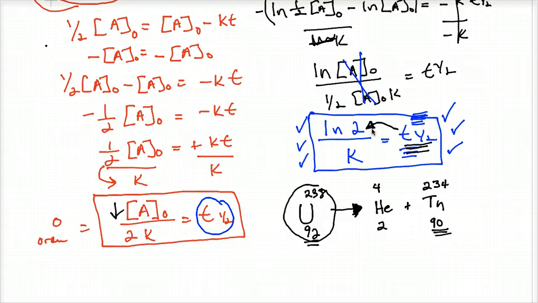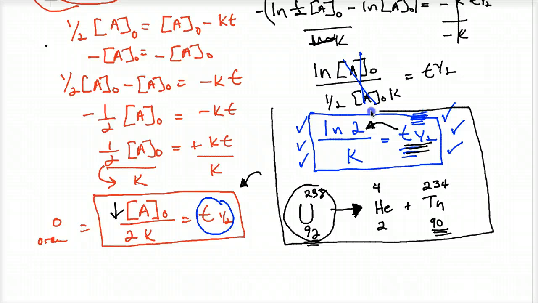It's independent of the concentrations, much different than a zero order, and as we'll see shortly, a second order is also dependent on concentrations. So this is very important. This is why this one is the one it's always picked on.